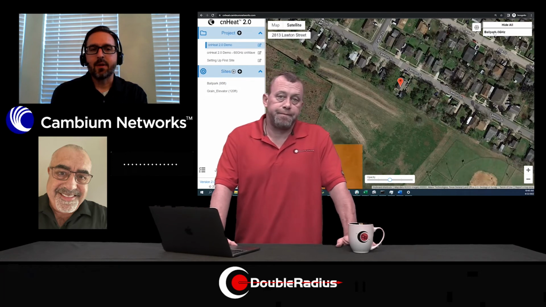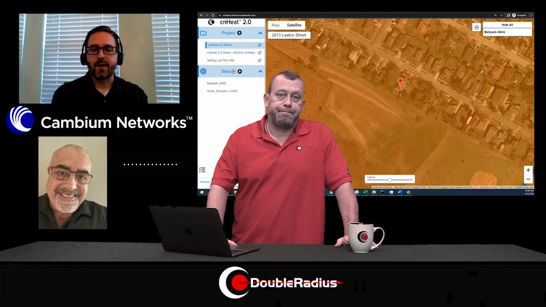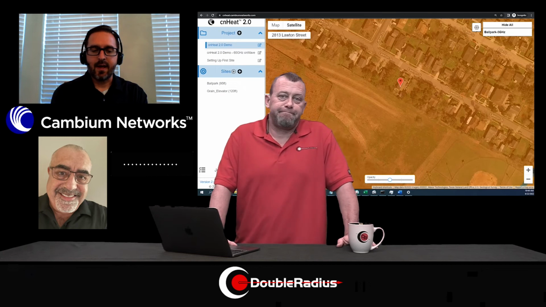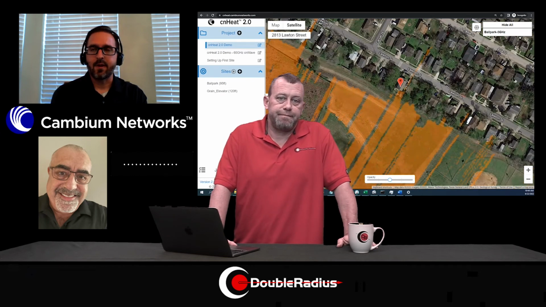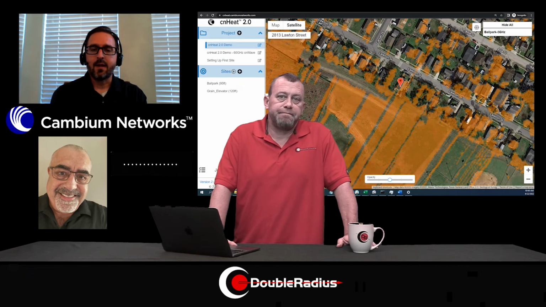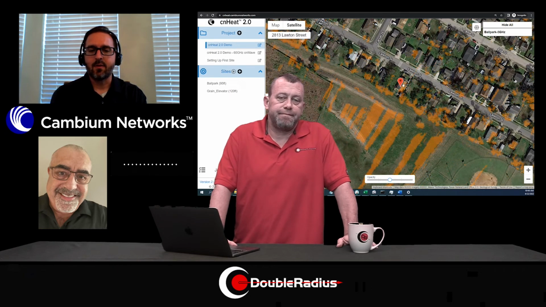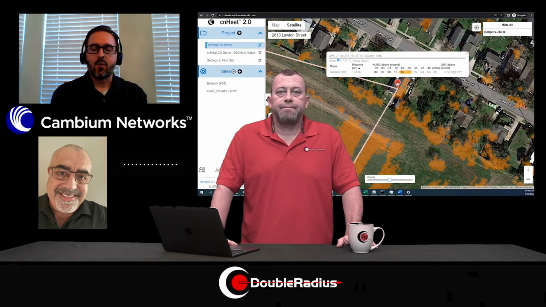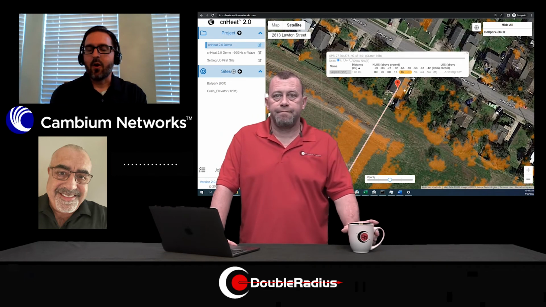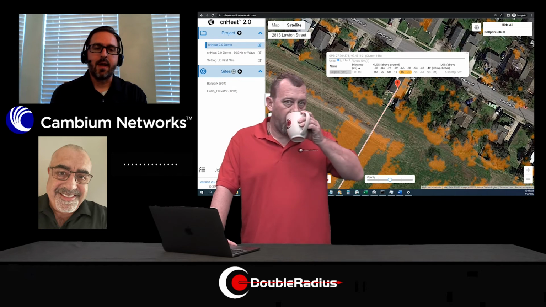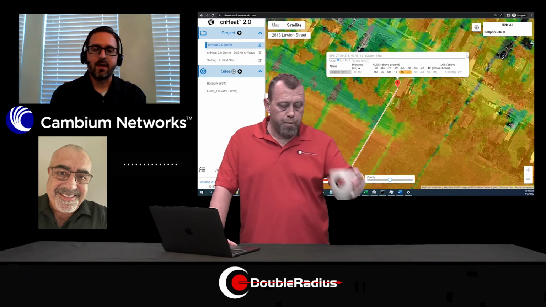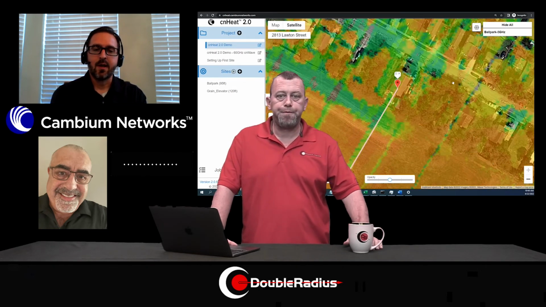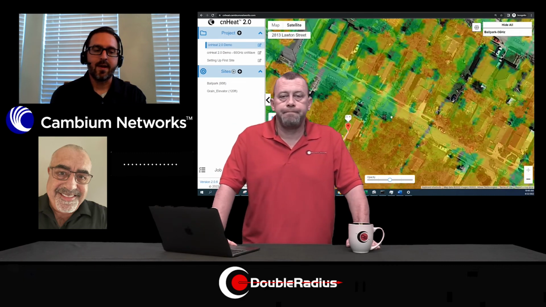For 6 gig and below, we are very much vendor agnostic. As long as we can get an antenna pattern for our sector for the tower side, we can import that into our system, and we are happy to do that and let customers run their own equipment. We hope that CNHeat shows the power of the Cambium equipment, but we recognize that not all of our customers are using Cambium, and I think we're okay with that.